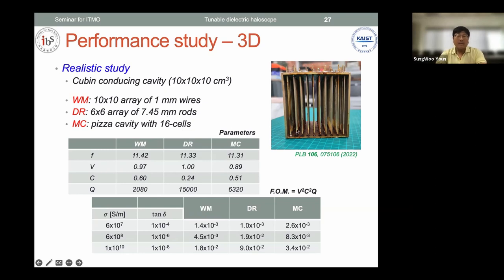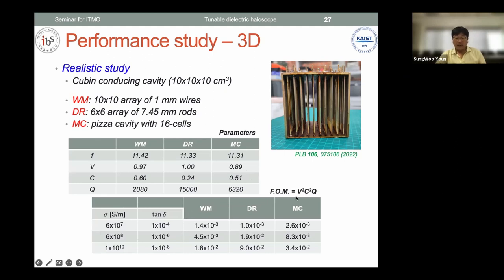of brass, because we want to compare our performance with ARPA's demonstration, because ARPA assumed the brass, okay. And then you also assume the loss tangent of a commercially available dielectric material, alumina, which is 10⁻⁴. Loss tangent 10⁻⁴ is a typical value for this, okay. And then we also repeat this for different sigmas and different loss tangents.